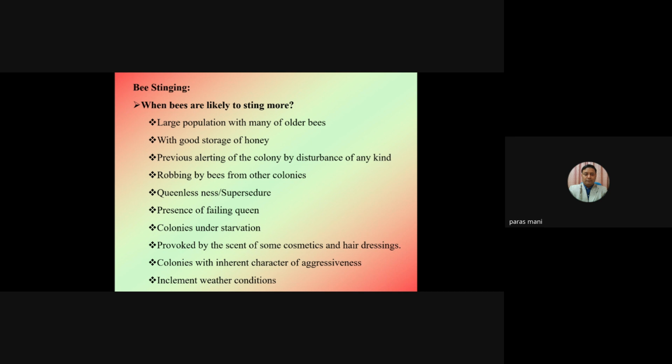Colonies with inherent character of aggressiveness. There will be a few colonies, few races, where the aggressiveness is very inherent, meaning that even in very normal conditions they are more aggressive. That is a genetic character. It is found in a few races of the Indian bee also, in Apis cerana indica.